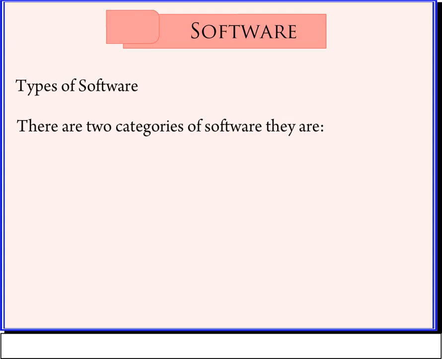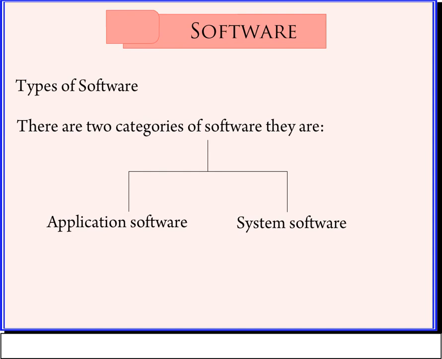There are two categories of software. They are application software and system software.